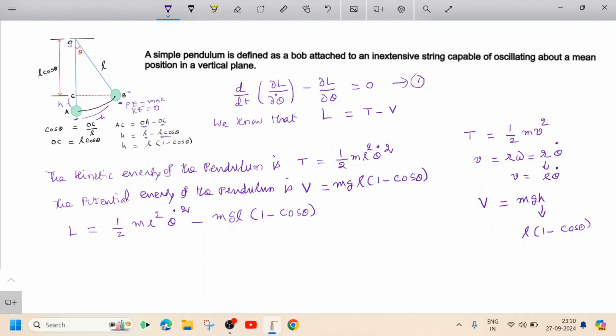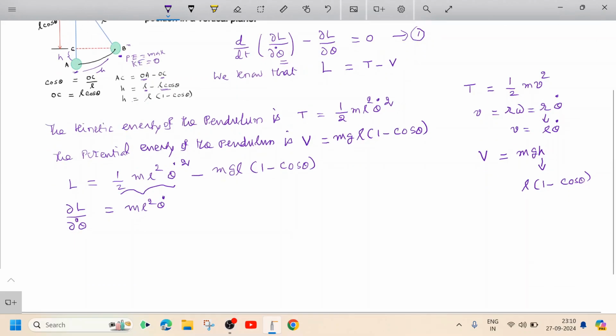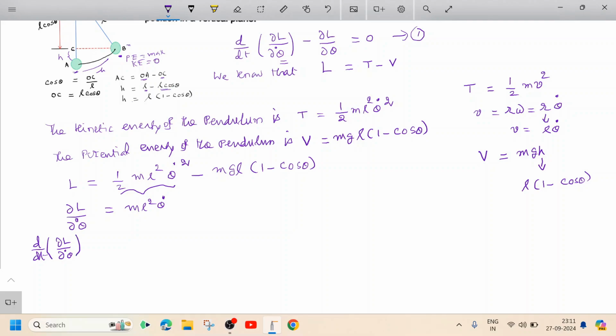Now we have to evaluate the value of dou L by dou theta dot. Dou L by dou theta dot equal to, see this equation, this is the only term which is carrying theta dot. Therefore, m L square theta dot. This 2 comes forward, 2 gets cancelled. So m L square theta dot. Next we have to find out the value of d by dt of dou L by dou theta dot. D by dt of dou L by dou theta dot equal to m L square theta double dot.